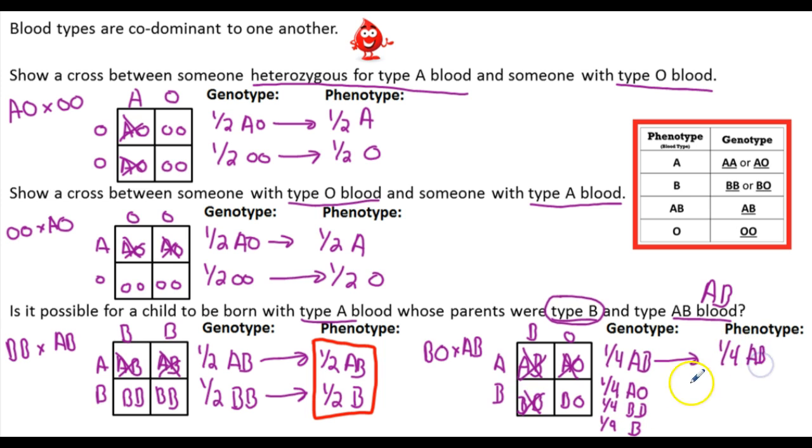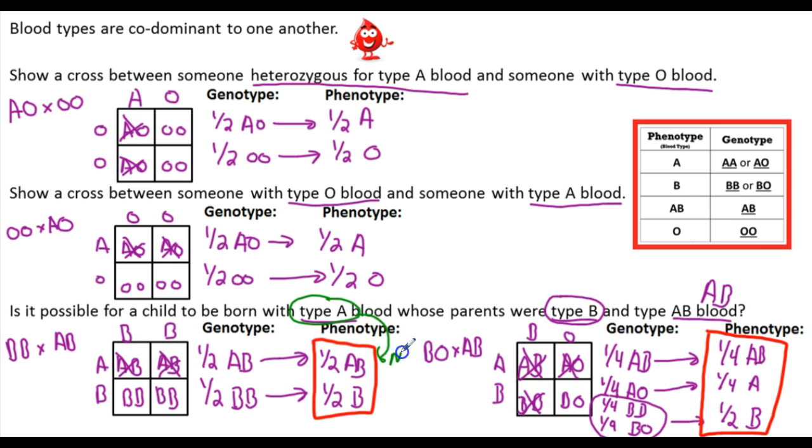So this means the phenotype, a quarter of them are going to be type AB, a quarter will be type A, and both of these here, you could actually say, both of these would turn out to be the exact same phenotype. Their blood type would be the same. So this means that half of them would be blood type B. So going back to our original question, could you have a child with type A blood? Not in this case, but in this case you could. Right here, I would get a quarter of them having blood type A, so it is actually possible.